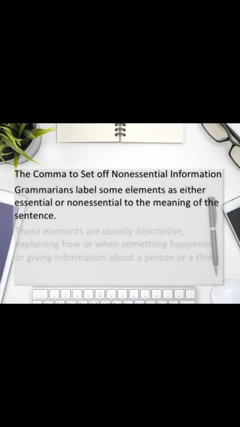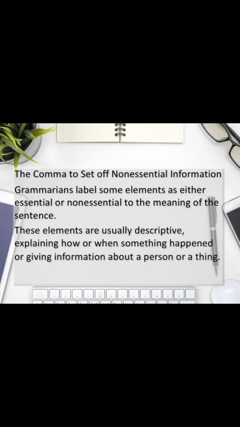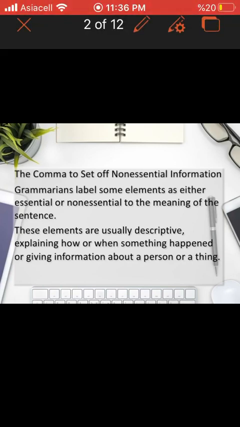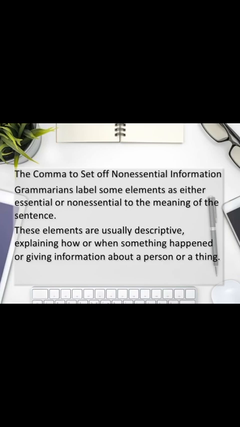So let us just carry on with the placements of the comma and how to translate it when it occurs in these placements. The comma is used to set off non-essential information. What is meant by non-essential information? Well, grammarians label some elements as either essential or non-essential to the meaning of a sentence. These elements are usually descriptive, explaining how or when or even where something happened, or giving information about a person or a thing.